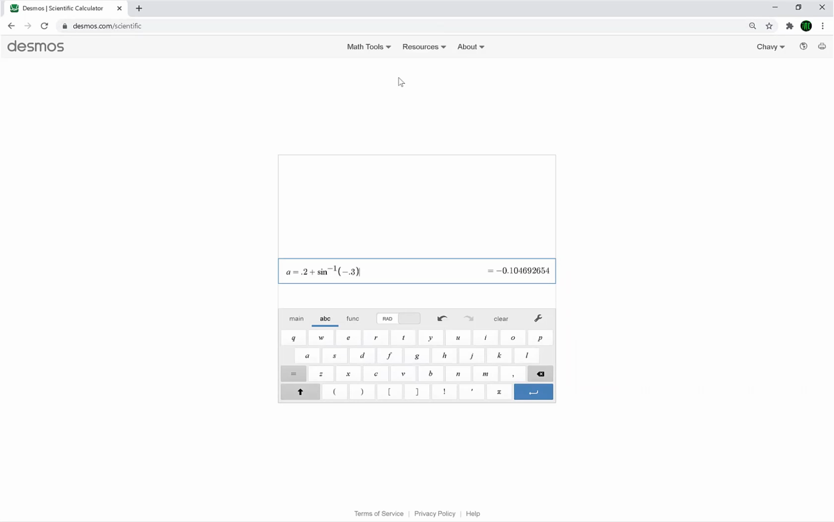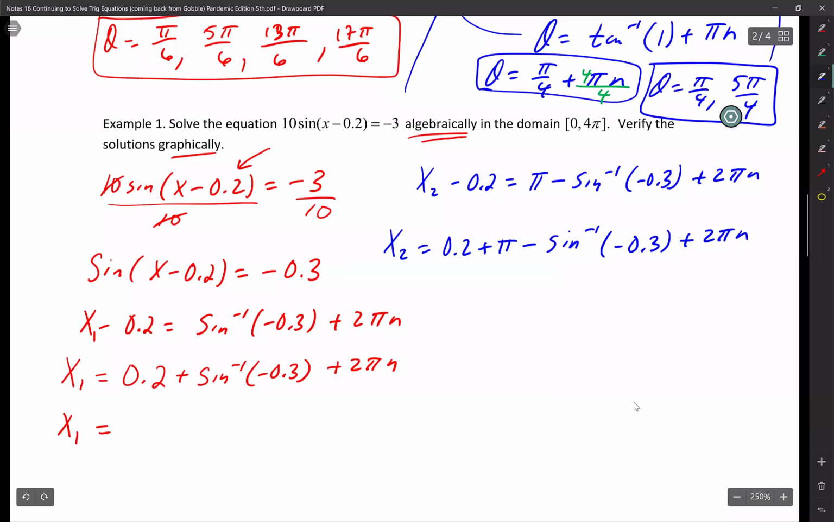So let's see. Okay, I already forgot it. Hook me up, guys. Negative 0.10469 plus 2 pi n. That's what you call your general equation.